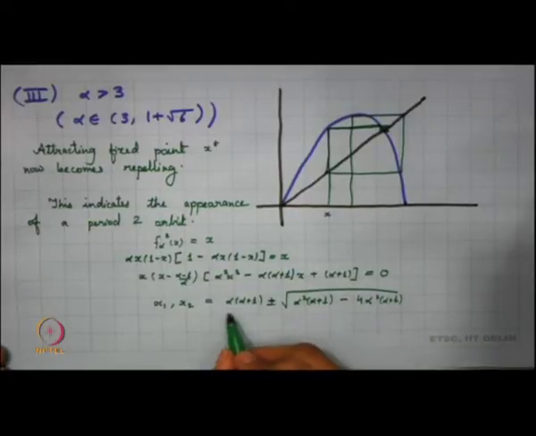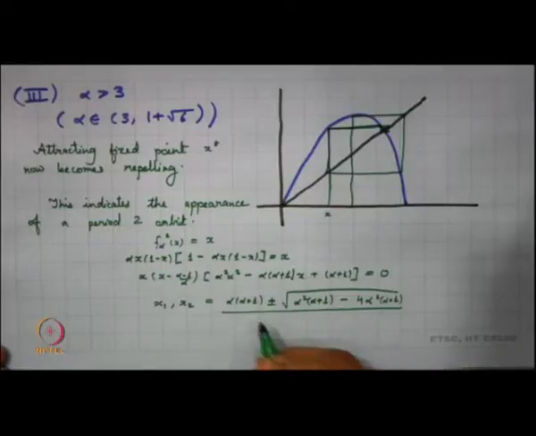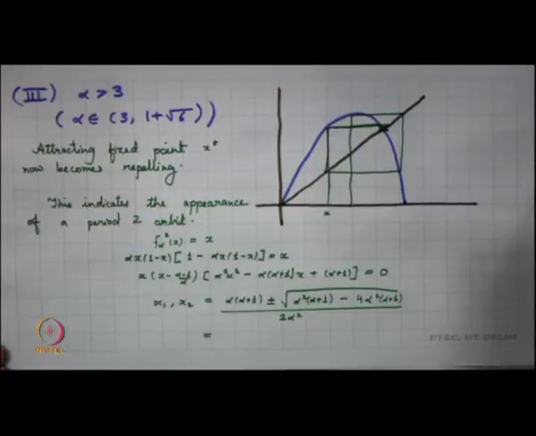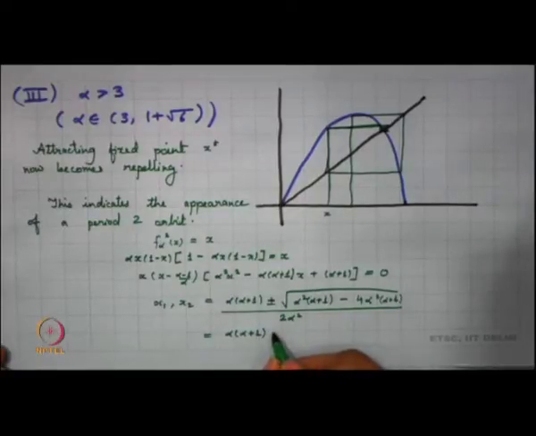It should be plus and minus here because I am looking into both x1 and x2, and then divided by twice alpha square. Now if I try to solve this particular equation, then simplifying it we get that this happens to be alpha times alpha plus 1 plus or minus root of, now I have an alpha here, maybe I can cancel this alpha out. So, this is just alpha plus 1.